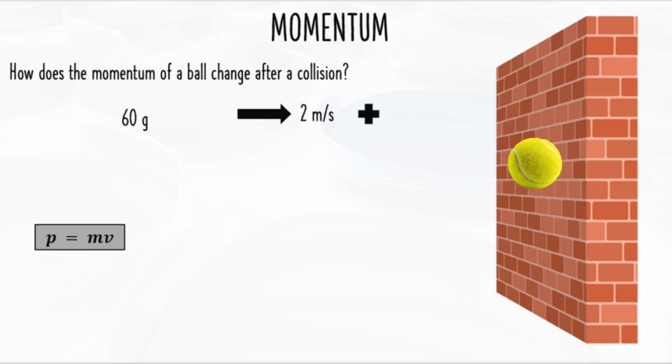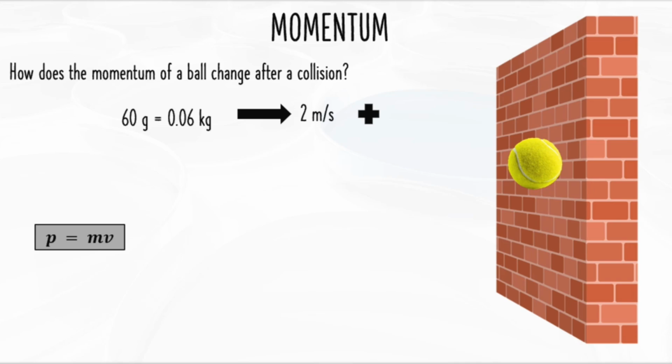Now to calculate the momentum before the collision, we use the equation P equals m times v. And then we substitute in the values. But remember, the mass of the ball is given in grams, and in the formula, the mass is in kilograms. So that means we have to convert from grams to kilograms. Now, 60 grams is equal to 0.06 kilograms.